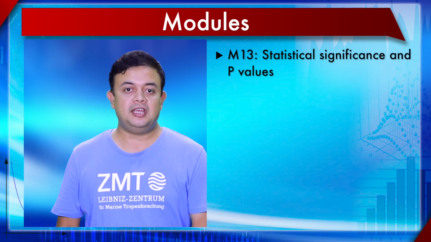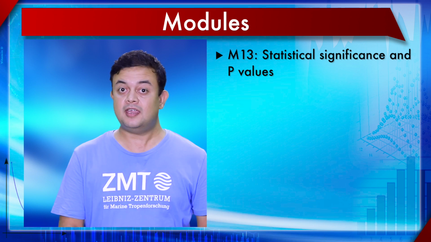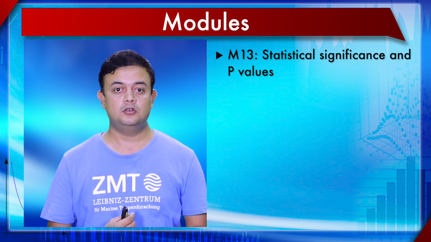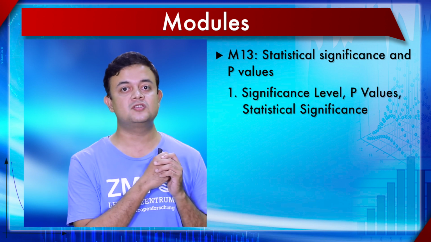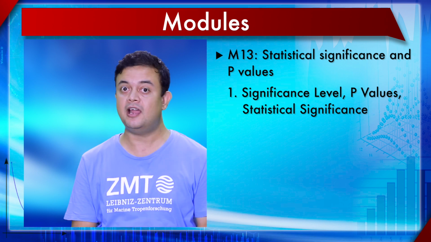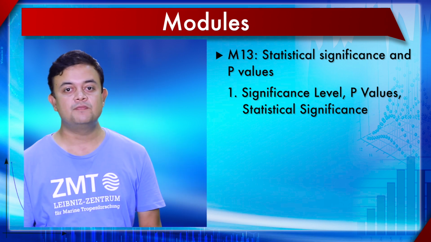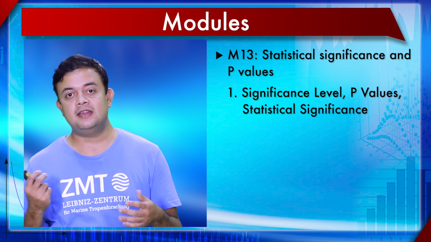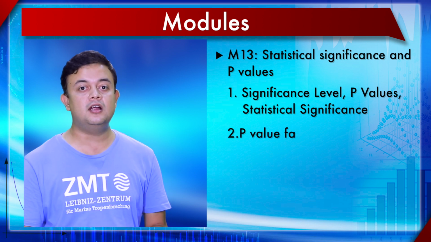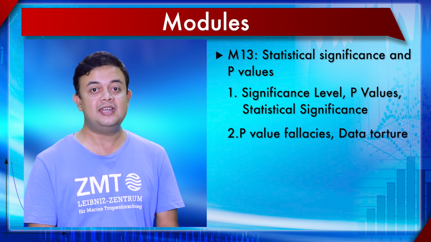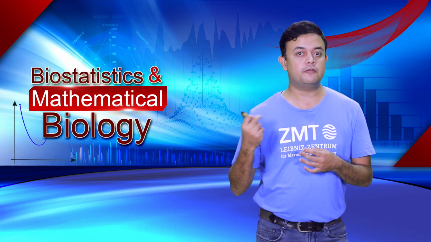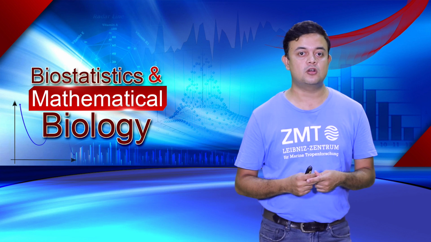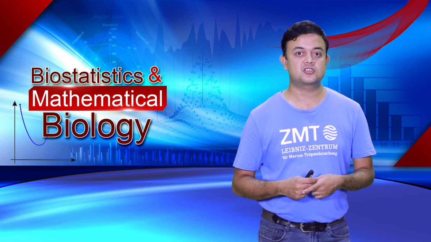In module number 13, we learned about statistical significance and p-values. In the first section, we learned about significance level, how it is defined, the p-values and statistical significance. And in the second section of the same module, we learned about p-value fallacies and data torturing. Many of the scientific misconceptions were discussed in that subsection.